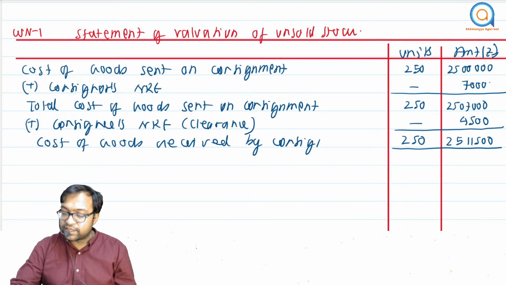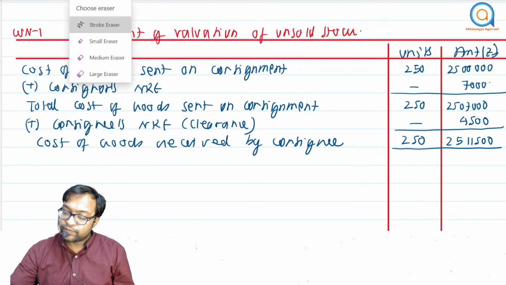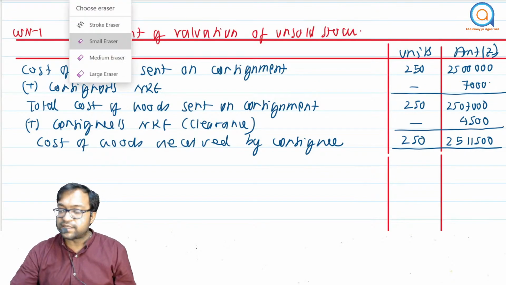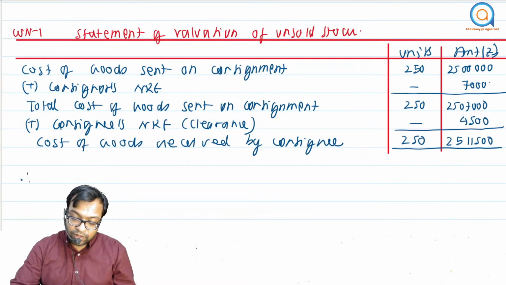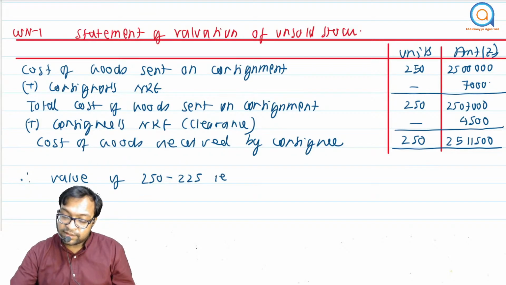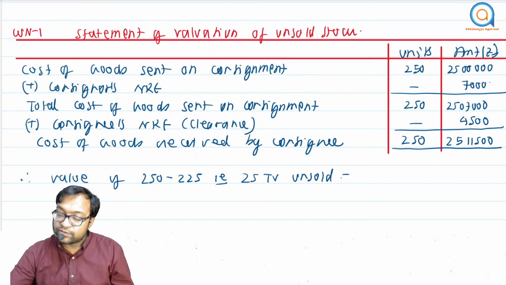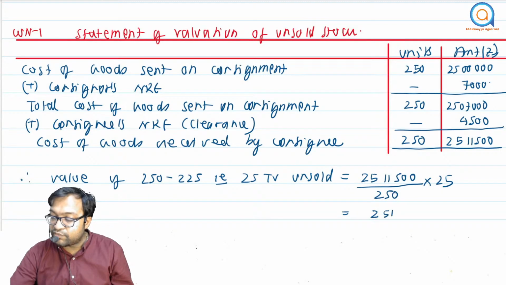Consignee has received this goods in godown. There is no normal loss also. So this is cost of goods available for sale. This is only the cost of goods available for sale. Therefore, value of 250 minus 225, that is 25 television unsold, will be equals to 25 lakh 11,500 is the cost of 250 televisions. So cost of 25 television will be 2 lakh 51,150.